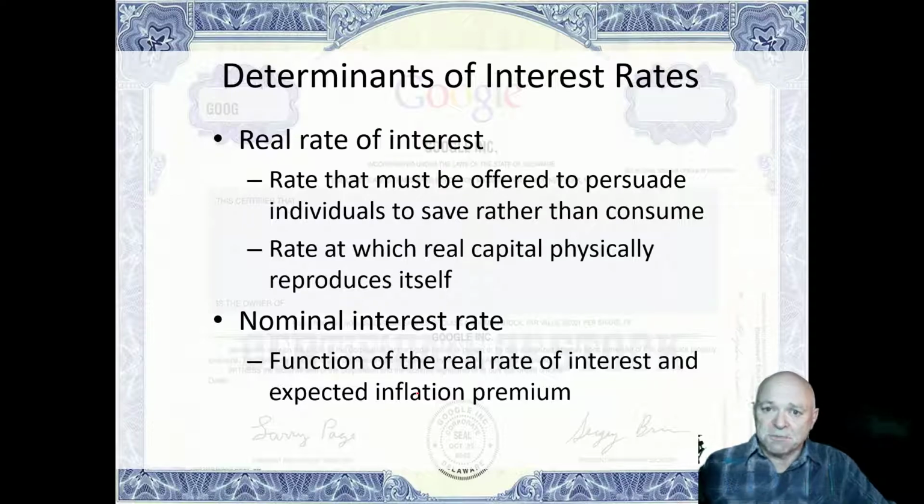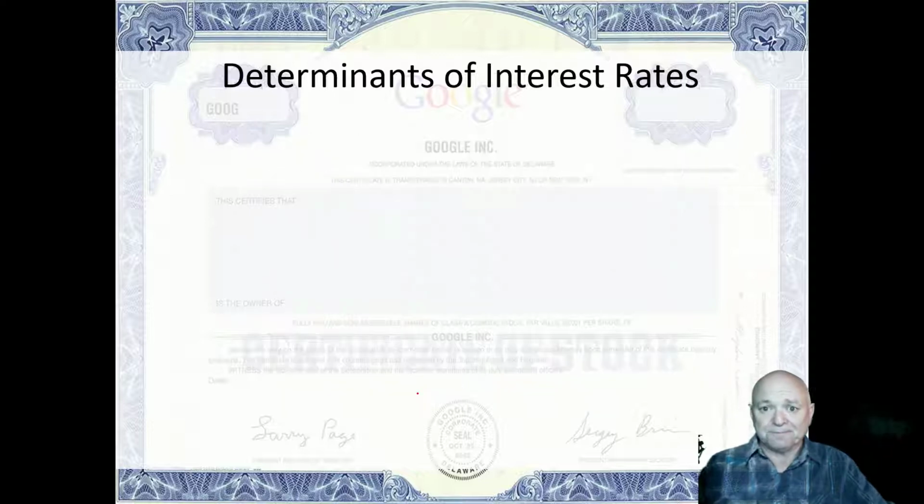We describe rates as being real and nominal. Nominal is the rate that includes both the real rate and our expectation of inflation. So if we expect 2% inflation and we need a 5% real rate of return, 5% plus 2% gives us a nominal rate of 7%.